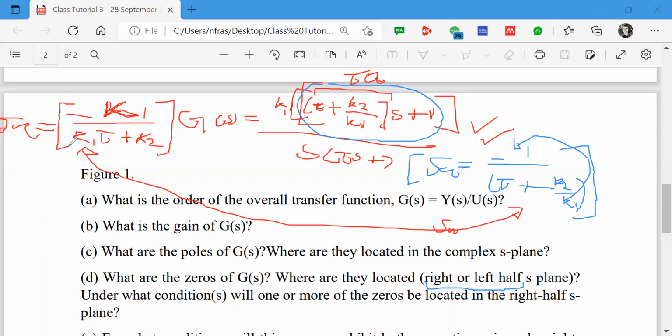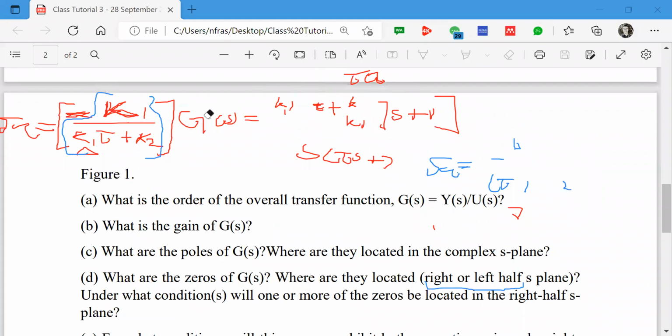now you ask yourself, under what conditions will one or more of the zeros be located in the right half of the S-plane? If you look at that, it's a negative answer, right? It's minus K1 something something, right? But we were looking for what? K1 over there. So this is negative. So what we are trying to say at the end of the day is, let me erase this so that we can have a bit of space.